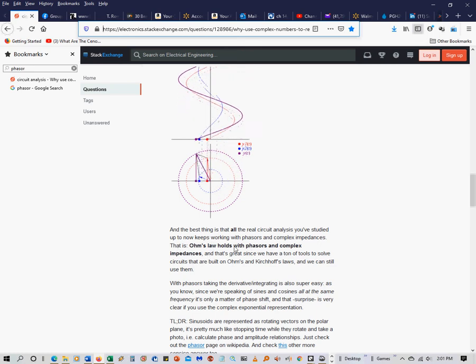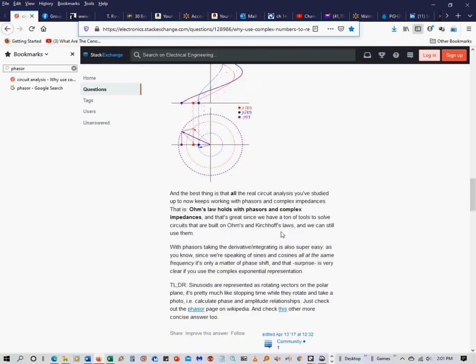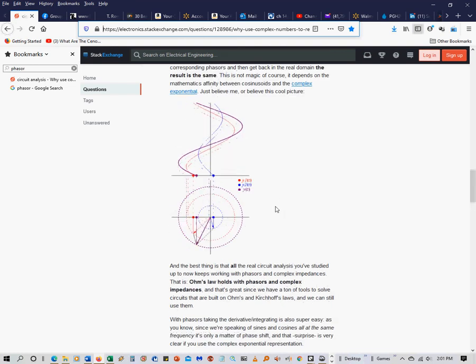So Ohm's law holds with phasors and complex impedances. So we can continue to use Ohm's law and Kirchhoff's laws, Kirchhoff's current law and voltage law, and be able to solve these AC circuits using phasors.